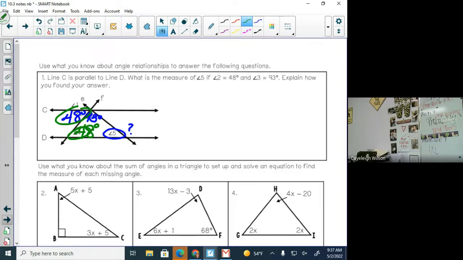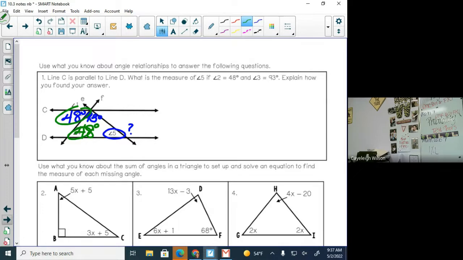And then, what are some other options? All right, Gather. You could find angle 1. So then you could find angle 1 because all 3 of these angles are what? Supplementary. And then these 2 angles are corresponding, and they would be the same. So a couple different ways.